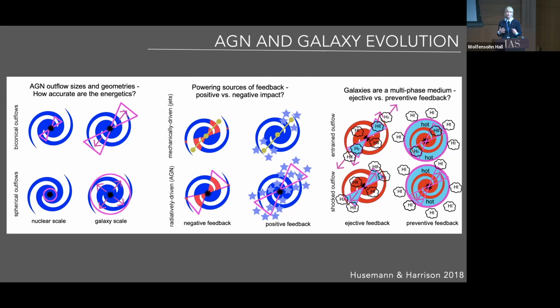How big is an outflow? What does the size depend on? How is it impacting its host galaxy? Is it suppressing star formation? Is it enhancing star formation locally and globally? And we know that AGN feedback, AGN outflows are a multi-phase phenomenon. How are these different gas phases connected? And globally or long-term, do we observe an ejective or a preventive feedback?